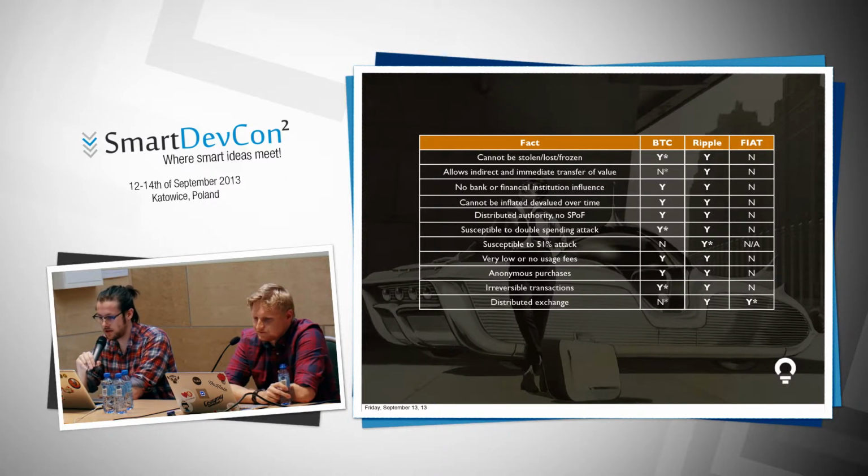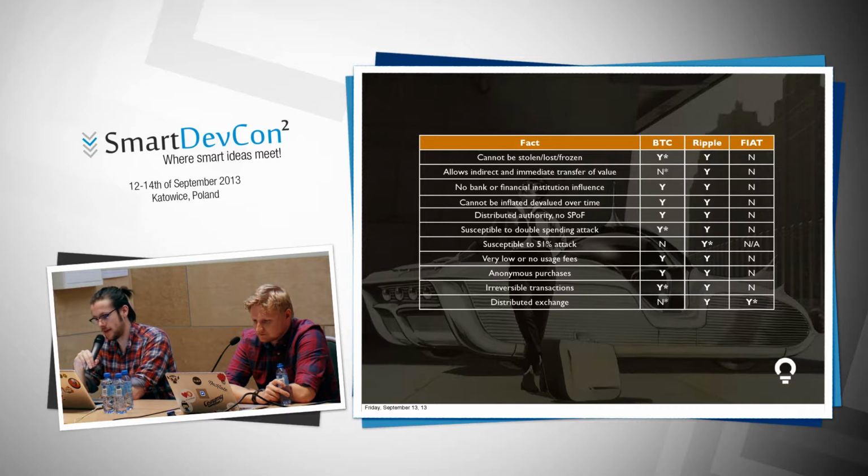So no bank or financial institution influences this currency. It's quite obvious that Bitcoin and Ripple are quite independent. For Ripple, there should be an asterisk there, because Ripple is not yet independent. It will be open sourced. Cannot be inflated, devalued over time. So it's quite hard to tell whether BTC will be devalued. For sure, it will deflate, because there's a fixed amount of BTC that will be mined in time. But generally, nothing influences BTC or Ripple. So it cannot be controlled in any way.